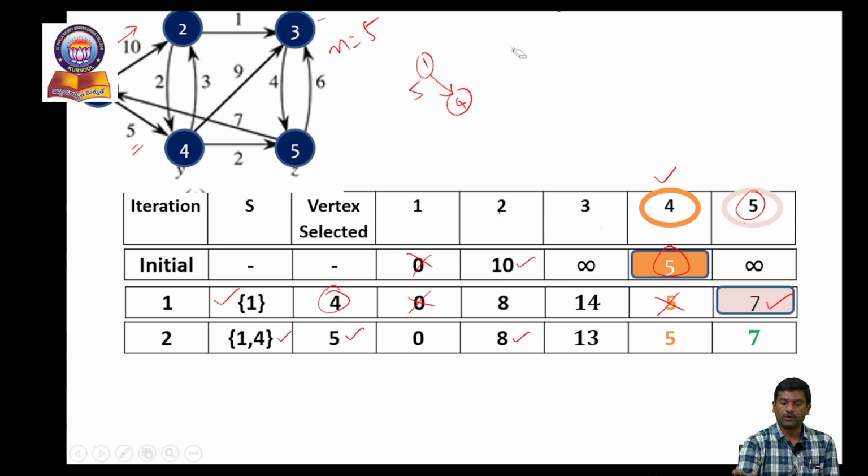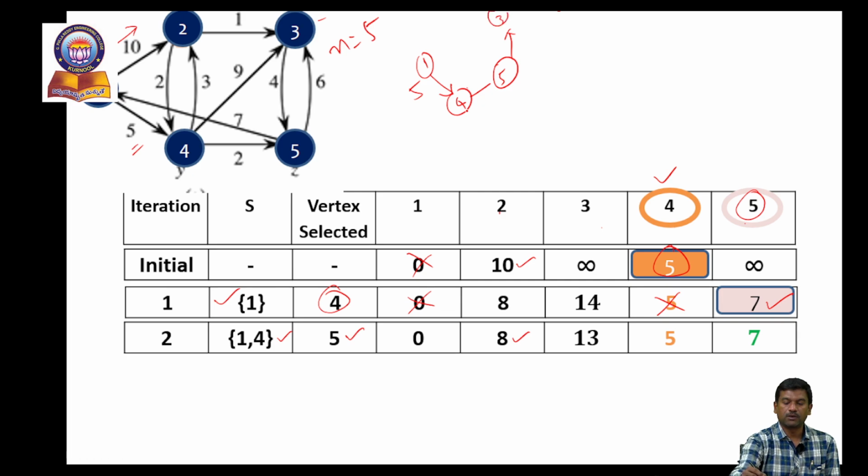So from 1 through 4 through 5. Why? Because 1, 4 and the vertex that you have selected is 5. So from 1 through 4 and 5, can we reach to 3? Yes, we can reach to 3.